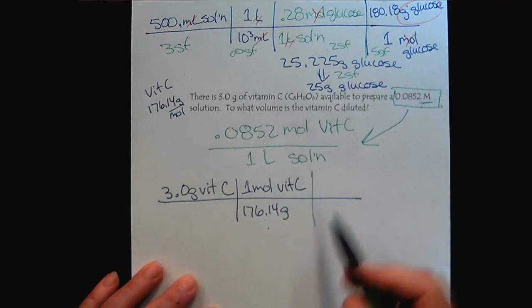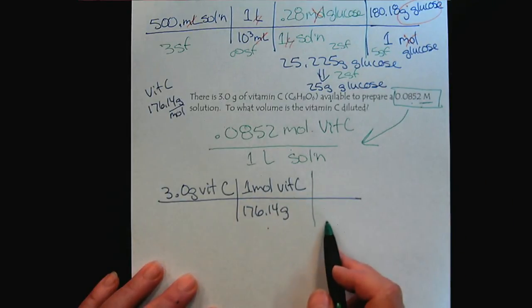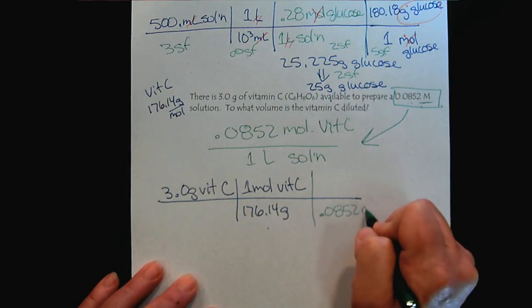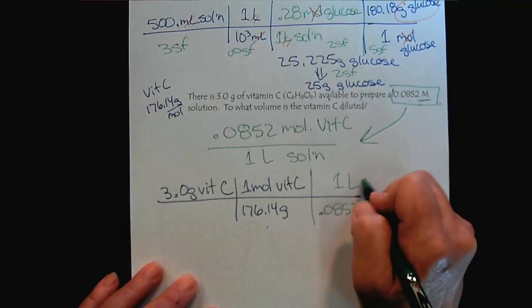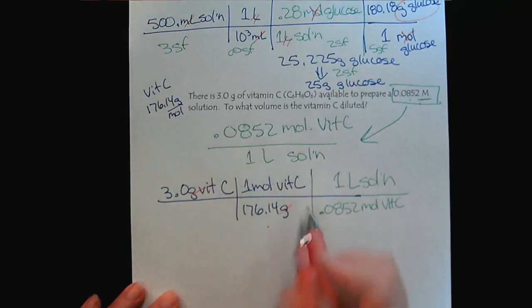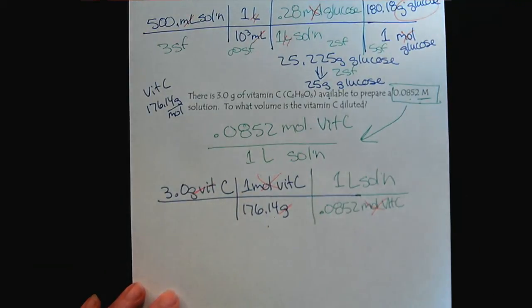And now we can use the molarity concentration to convert. Now we're converting from the solute to the solution. So for every 0.0852 moles of vitamin C, we will have 1 liter of solution. So if we look here, we started with grams of vitamin C. We converted those to moles, canceling out the grams. And then using our concentration, we cancel the moles of vitamin C, and now we have the volume of solution. And since the question didn't specify volume units, liters are a perfectly good volume unit, so we can stop there.